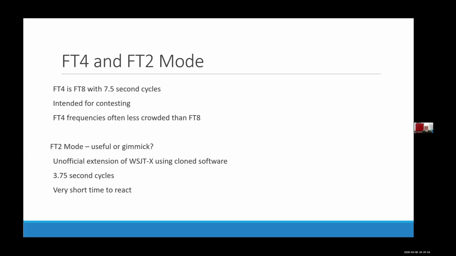And then there's also FT2. A ham in Italy said, well, FT4 is not fast enough, so I'm going to double the speed again. So you have a message cycle of 3 3/4 seconds, and you have almost no time to react to initiate an answer. So the official developers of WSJT take a dim view of this. Now, whether it's a gimmick or a way to do contesting and DXing better, I can't tell you, but it's out there.